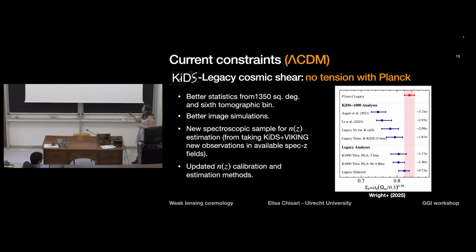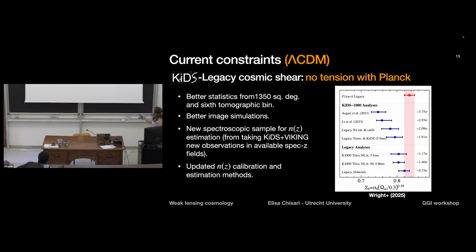Okay, so the last release of the KiDS cosmic shear analysis is KiDS-Legacy. This is the final one. There's no more cosmic shear after this. There will be 3x2pt, but cosmic shear, this is it. Okay, takeaway: no tension with Planck. Okay, there's no tension with Planck whatsoever.